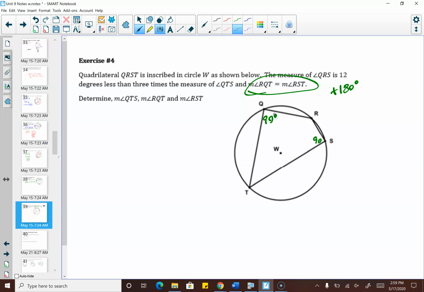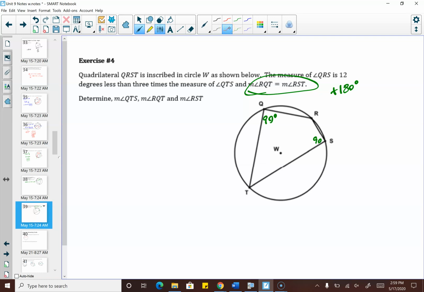Okay, now there is a little bit of a flaw in this picture. For this to actually be true, we should have a diameter drawn, but that's okay. So if you drew T to R, you would see that you had a perfect diameter going through W, but it doesn't affect the problem that it's not drawn in there.